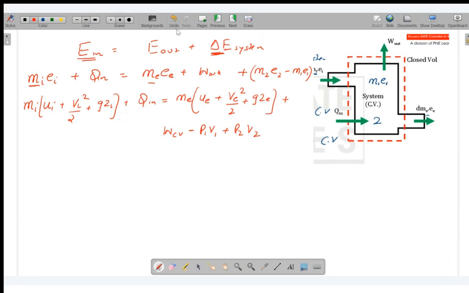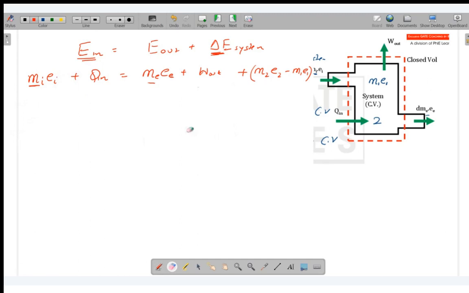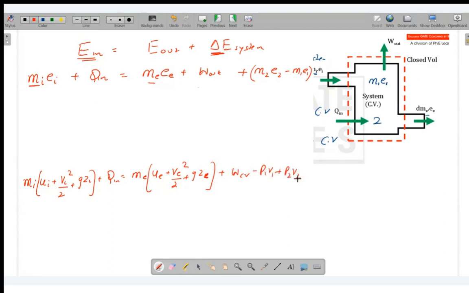I just want to write it in a way that is much clearer, so let me write it again one more time. m_i (u_i plus V_i squared by 2 plus g z_i) plus Q in equals m_e (u_exit plus V_exit squared by 2 plus g z_exit) plus work of the control volume minus P1V1 plus P2V2. So this is the mass and energy entering, this is heat transfer, and this is work transfer.